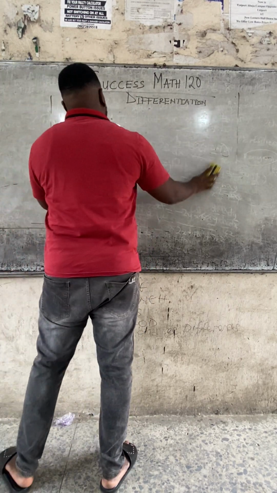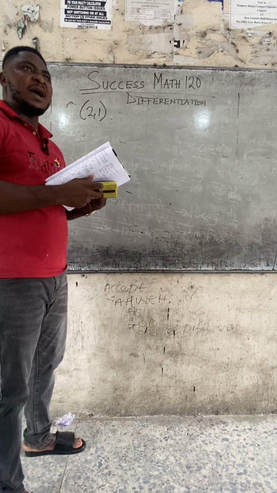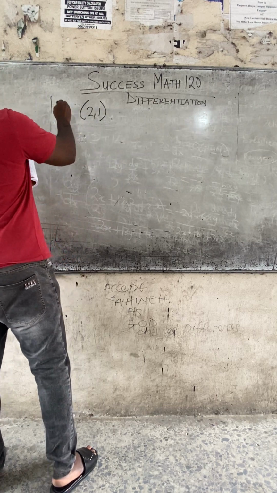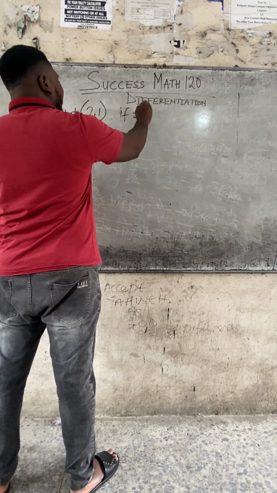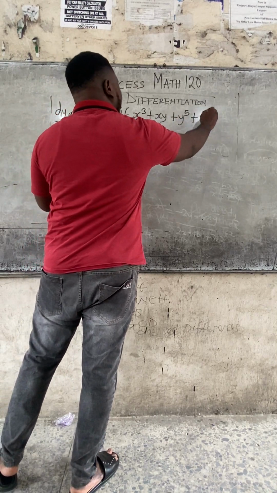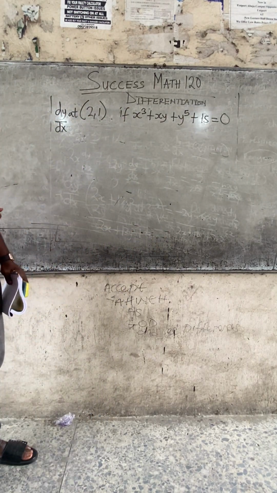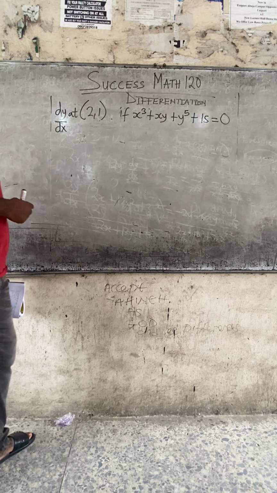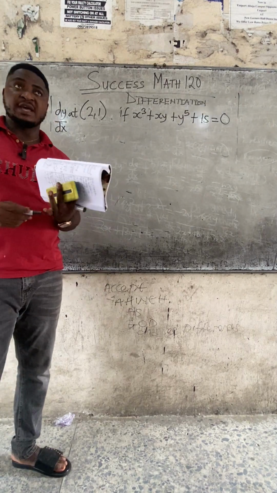Find dy/dx at (2, 1) if x raised to power 3 plus xy plus y raised to power 5 plus 15 equals 0. Class, find dy/dx at (2, 1) if x raised to power 3 plus xy plus y raised to power 5 plus 15 equals 0.